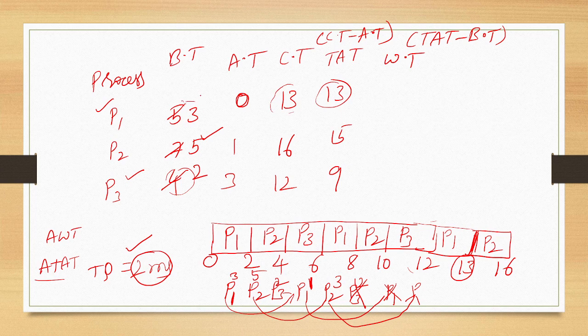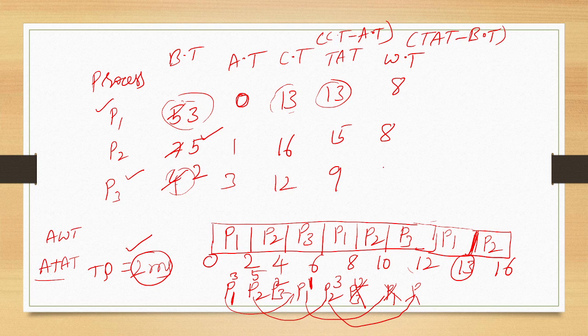13 minus how much, burst time of... turnaround time minus burst time. Yes, 13 minus 5 how much, 8. Waiting time of P1 is 8. Next, what is the waiting time of P2? 15 minus 7, 8. What is the waiting time of P3?